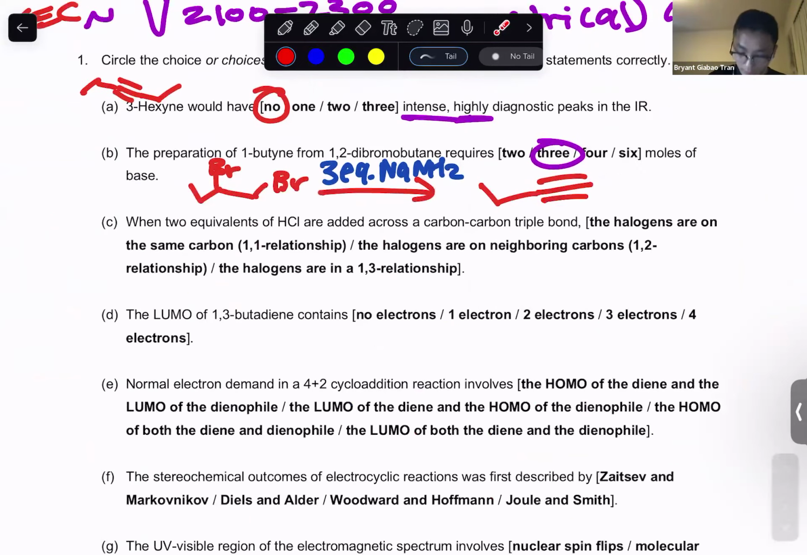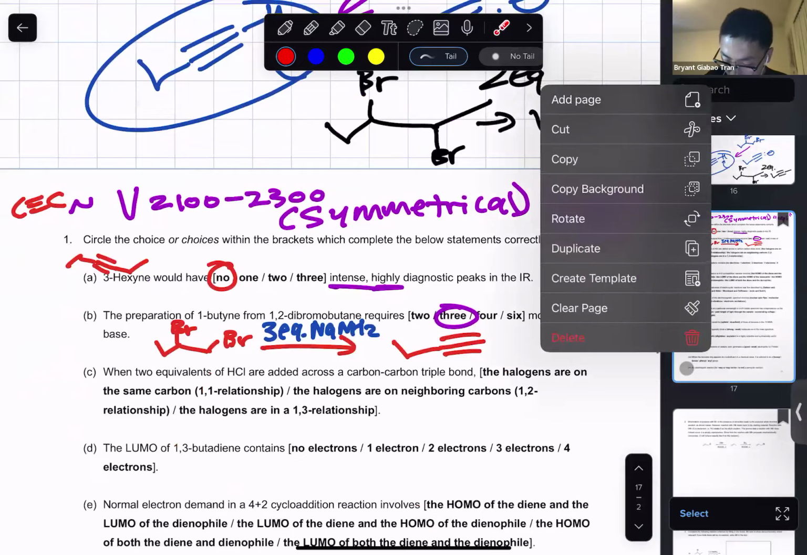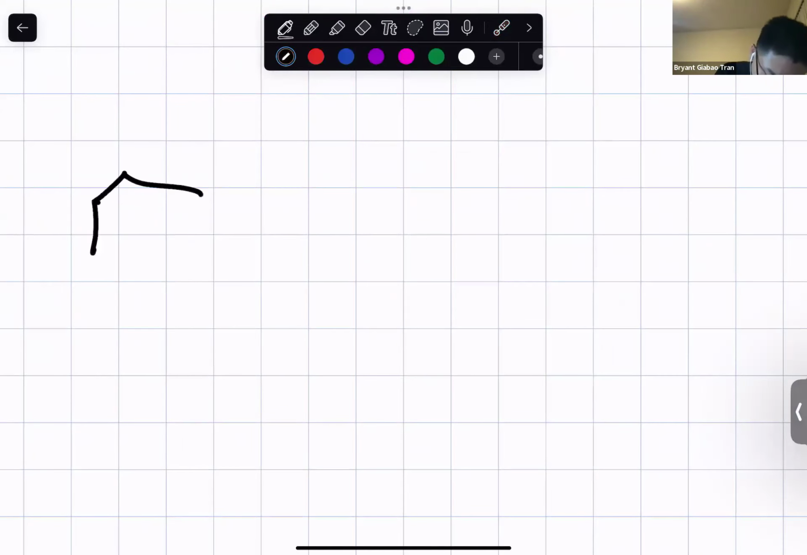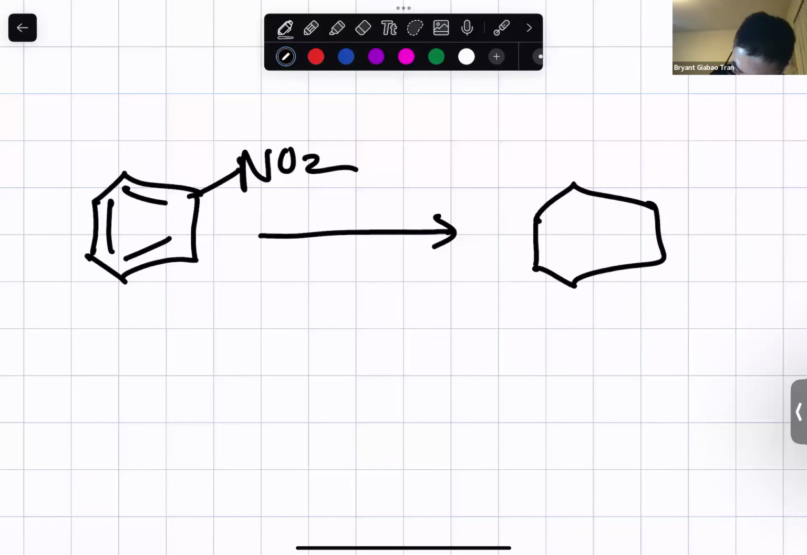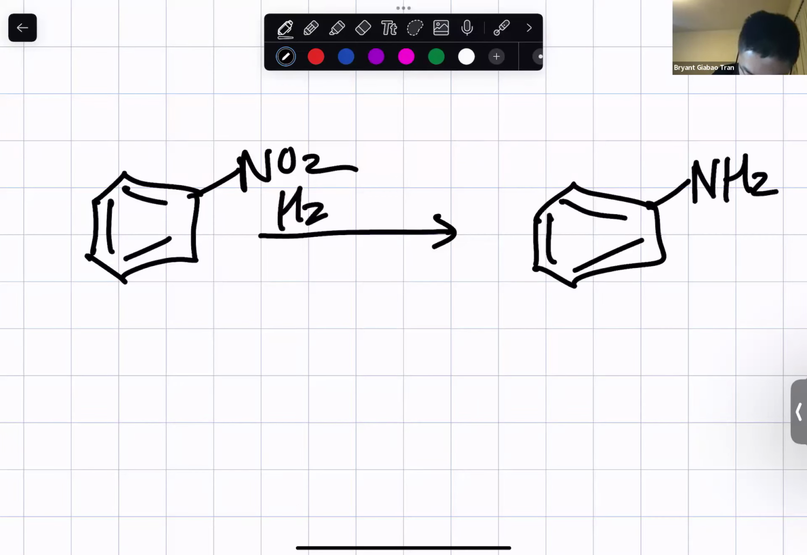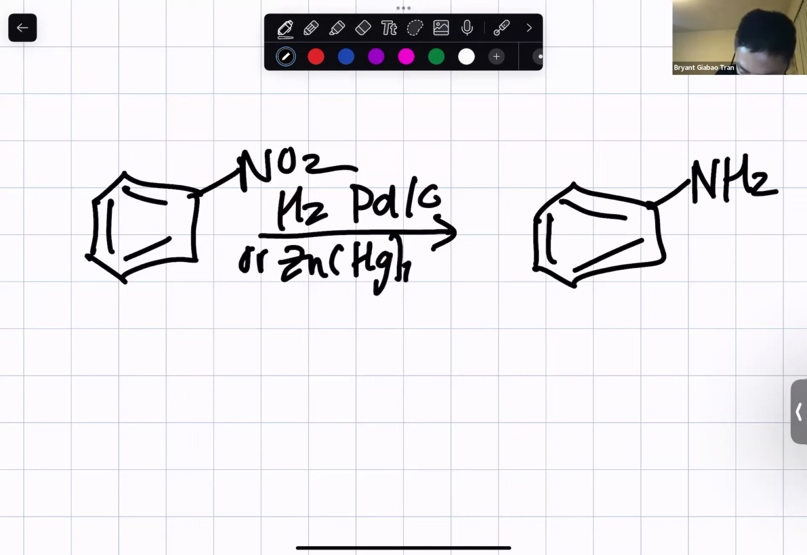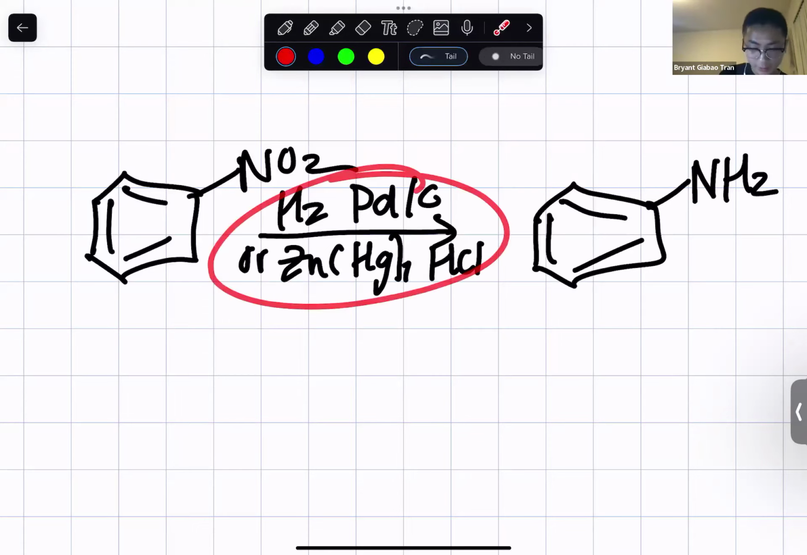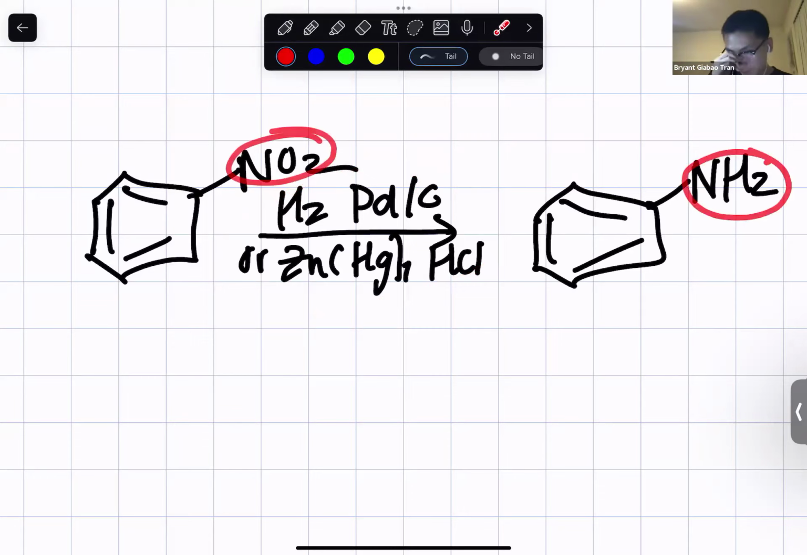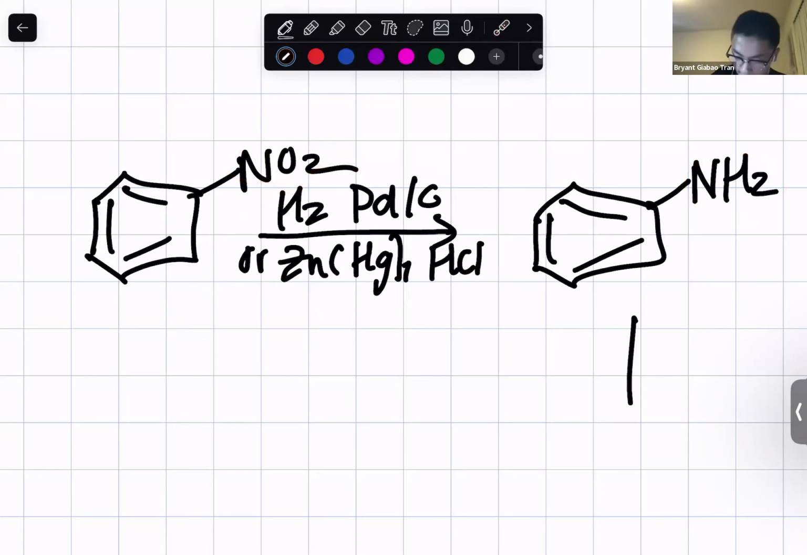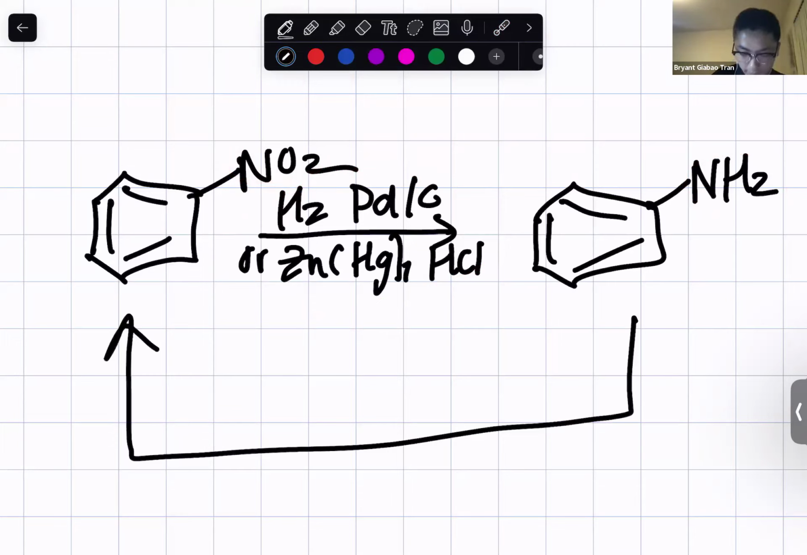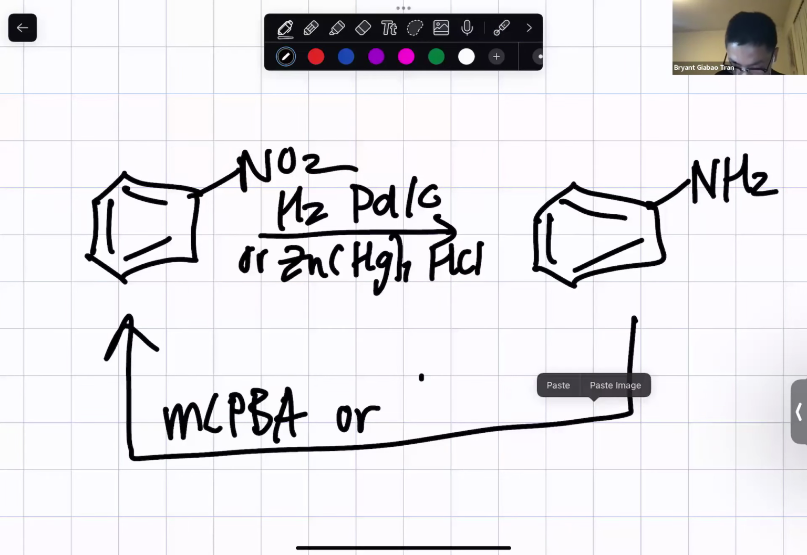Yeah, so that's talking about the oxidizing reaction where we said that the NO2 can convert into the NH2 using a reducing agent such as H2, Pd/C, or Clemmensen reduction, zinc, mercury, HCl. This is the reduction step. We're reducing this nitro group to the aniline. To oxidize this aniline back to the nitro group, we use an oxidizing agent like MCPBA or some kind of peroxy acid.